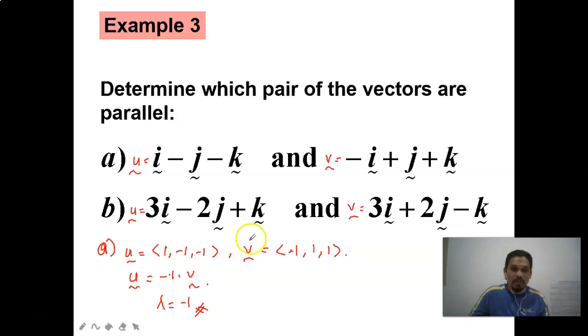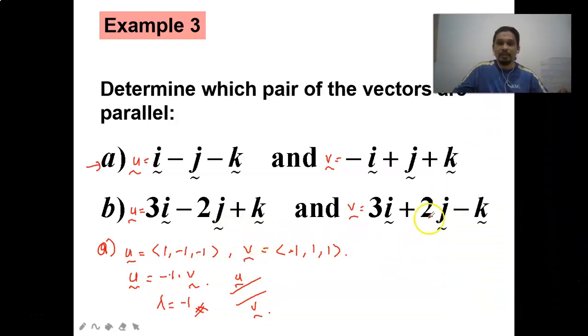So we come up with a conclusion that for question A, these two vectors are parallel. The vectors U and V are parallel here. And what about question B? Okay, question B here.